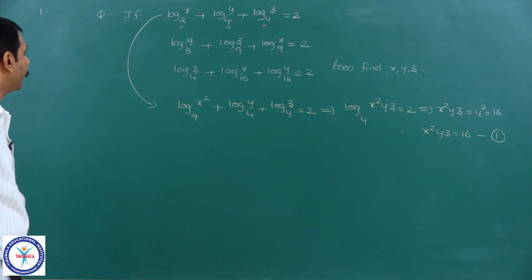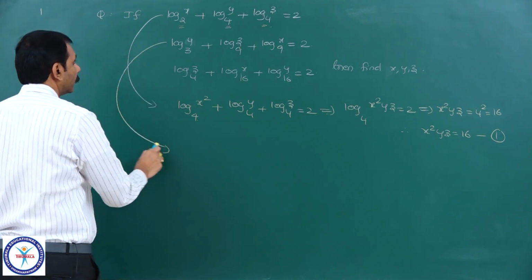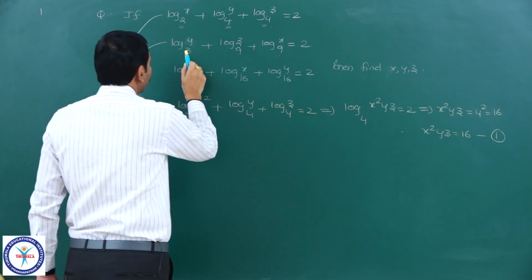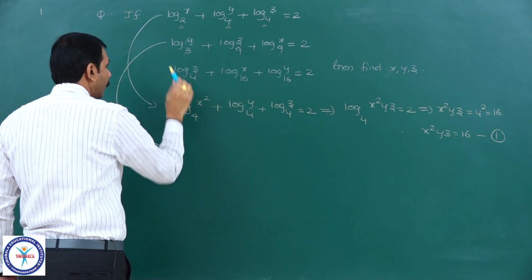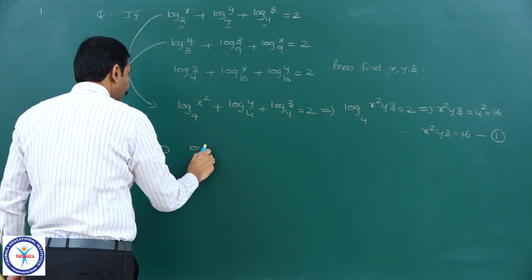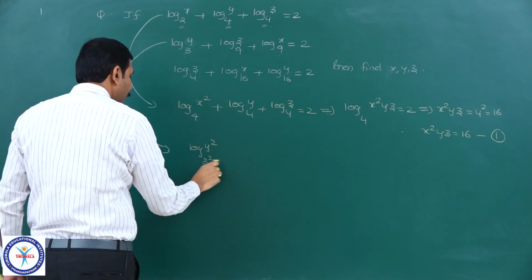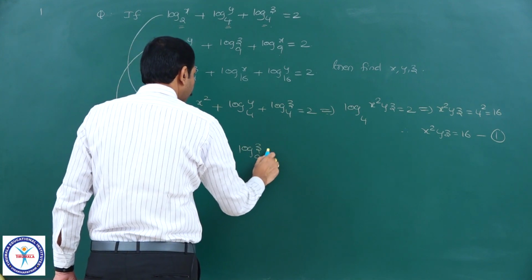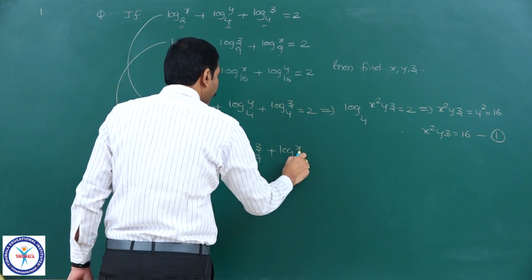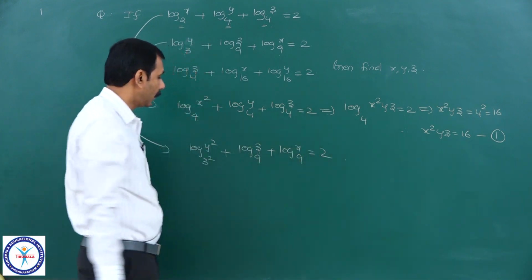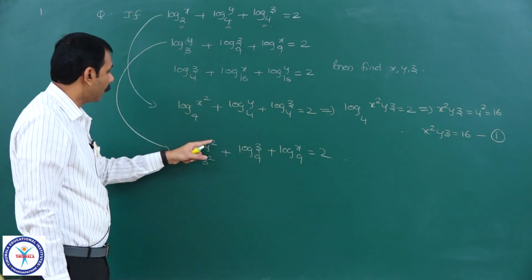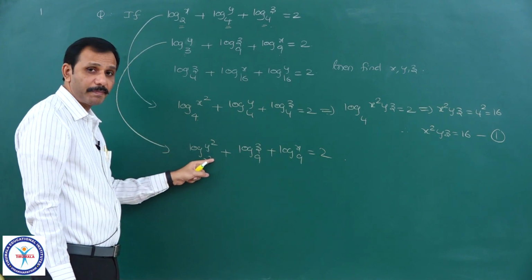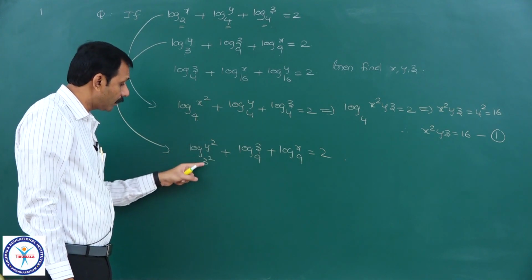Now, similarly coming to second, here base 3, here base 9, here base 9. Here also I will make this base 9. What I will do here? Log y square to the base 3 square plus log z to the base 9 plus log x to the base 9 is equal to 2. Nothing I did, you see. Just value of this is 2 by 2. It is of the form log a power m to the base b power n, m by n into log a to the base b only.